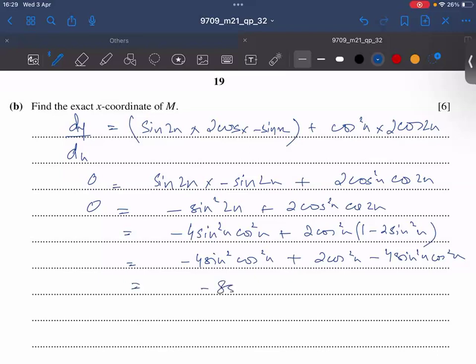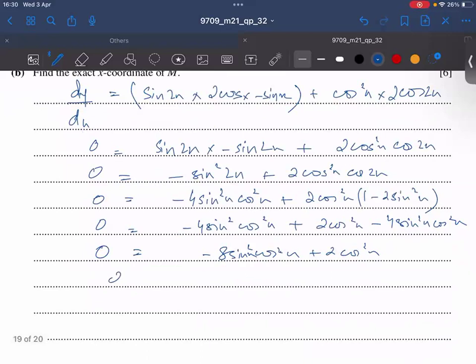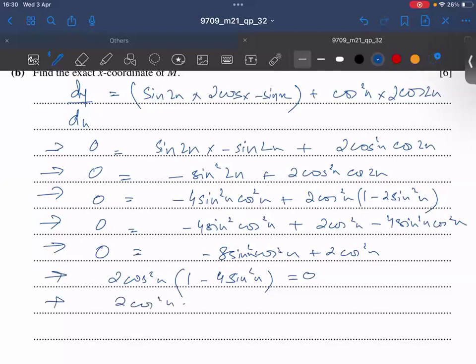So this would be minus 8 sine square x cos square x plus 2 cos square x, equals 0. Now you just factor out 2 cos square x. It would be 1 minus 4 sine square x. 1 minus 4 sine square x equal to 0. So 2 cos square x equal to 0 and sine square x equals 1 by 4.